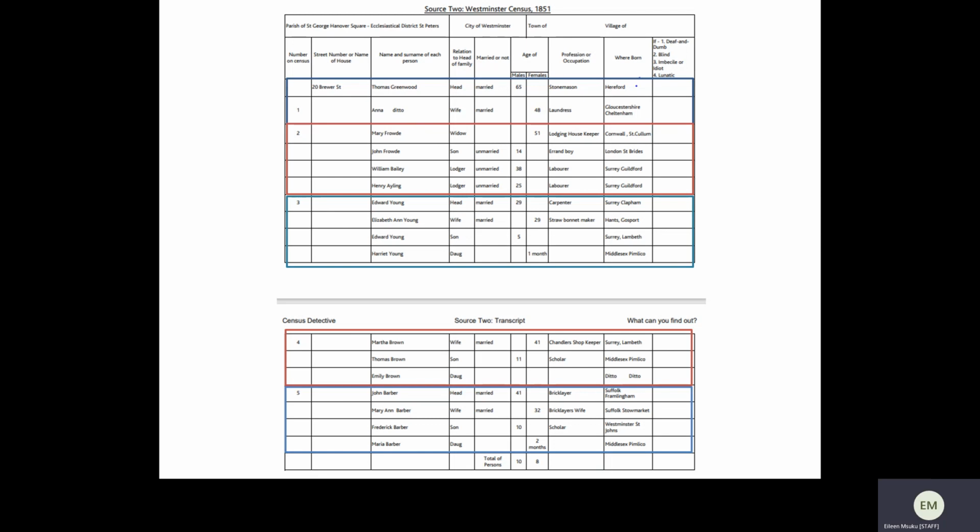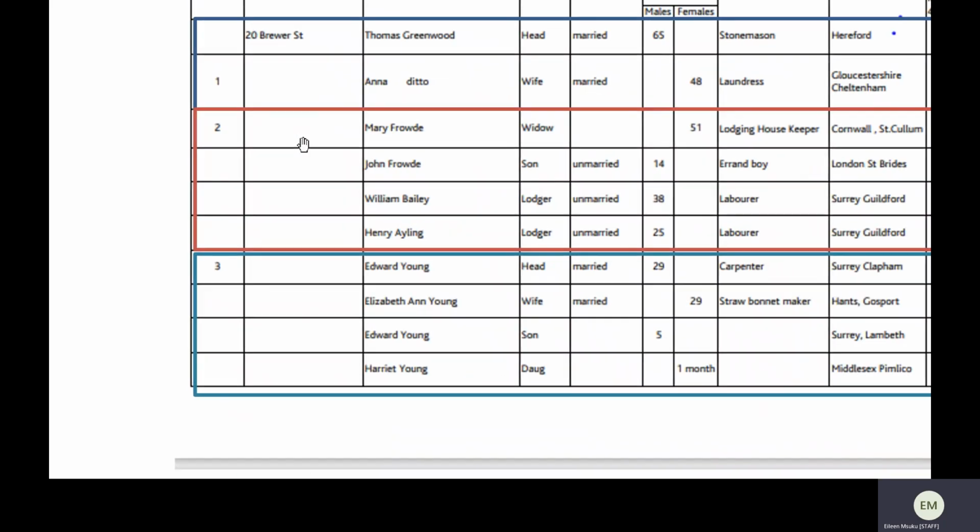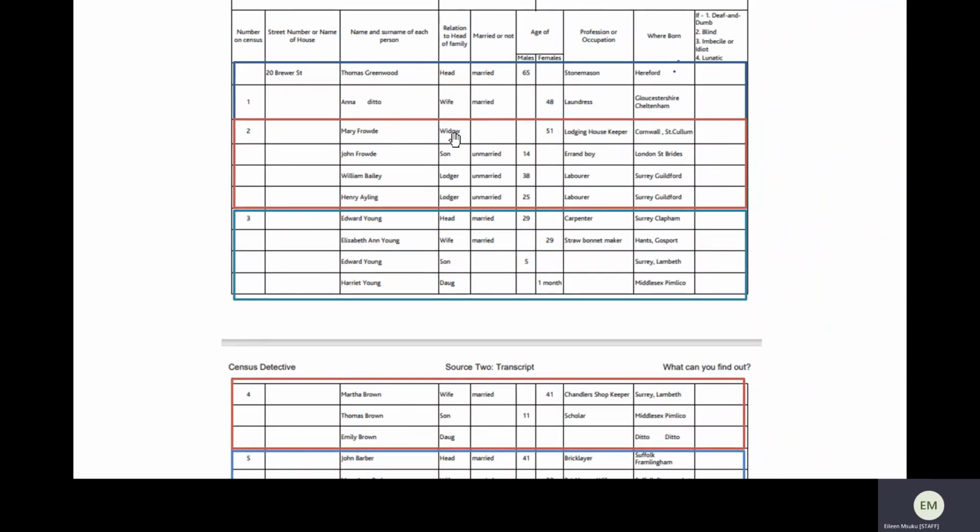Next, we're moving on to our next family. So you can see we've got number 2 here, and the first person named is Mary Froud, and she's a widow, so that means that her husband has died, and she's 51, and she's in charge of the lodging house. So the part of the house where she is living, she's got some people that are lodging there. So that means they're staying, they're renting some rooms. And so that's her job, is making sure that they're renting the rooms properly.